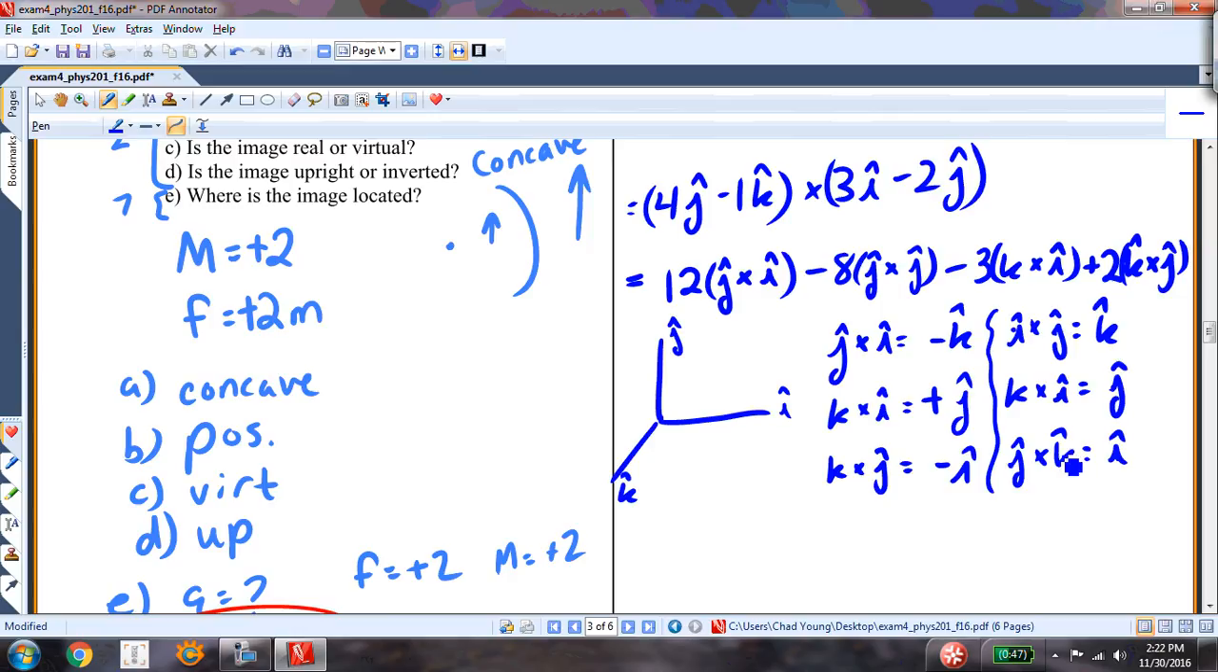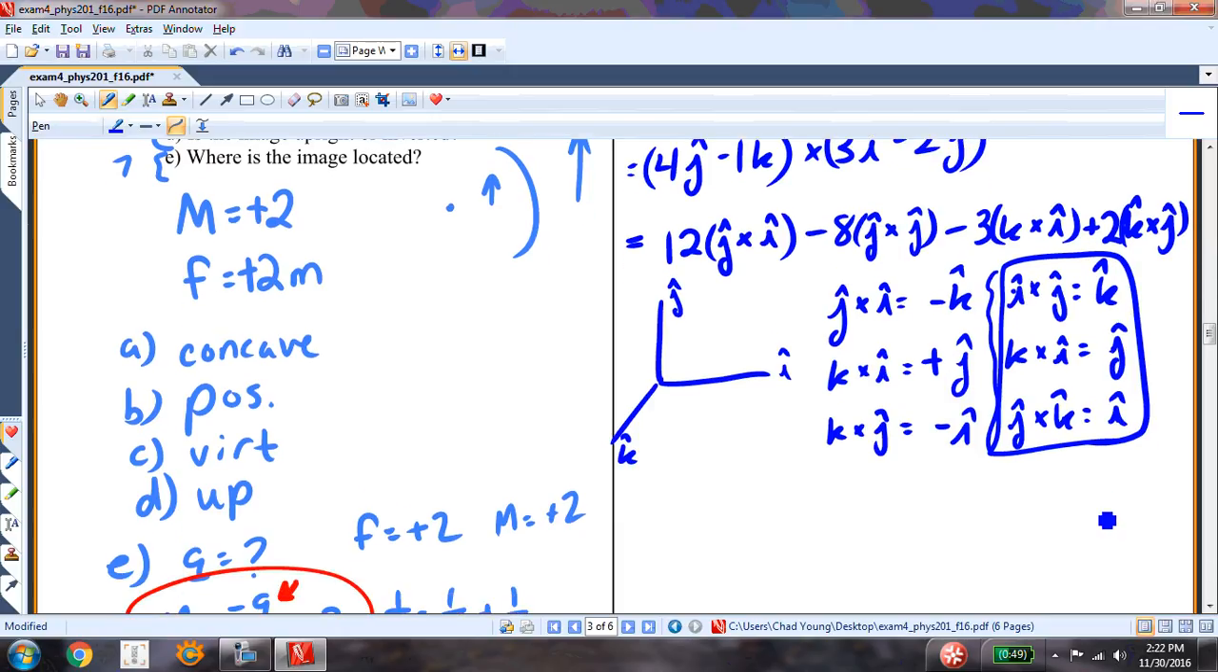And then if I switch any of these, J cross I, for example, is equal to negative K. So if you just want to remember these, if you're into memorizing stuff, just remember those three, and then you can figure out the other three. There are only 6 possible combinations, and so if you know those three, the other three are just the opposites of them. Okay, so this gives us in the end negative 2I minus 3J minus 12K. That's in Newton meters.